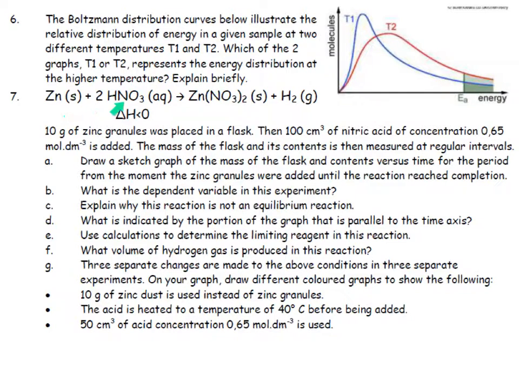Now we've got zinc and nitric acid, and they form zinc nitrate and hydrogen, and then you've got delta H is less than 0, so that's negative, so that's an exothermic reaction. We then get asked: 10 grams of zinc granules is placed into a flask, and then 100 centimeters cubed of nitric acid of the concentration given is added. The mass of the flask and its contents are then measured at regular intervals. What are we going to do with that?